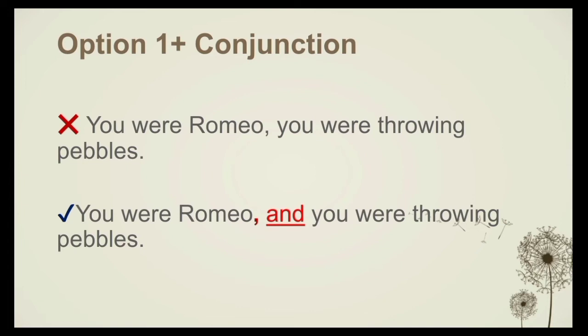So, first, tignan muna natin kung ano ba yung sentence. Dito sa first independent clause and dito sa second independent clause, iisa lang yung tinutukoy, which is Romeo. So, anong idadagdag natin na conjunction is "and." Tapos, ang magiging form niya: "You were Romeo," tapos yung comma, tapos yung dinagdag natin na conjunction, "and you were throwing pebbles." So, yan na yung tama. Yan na yung kung paano natin naayusin yung error na yon.